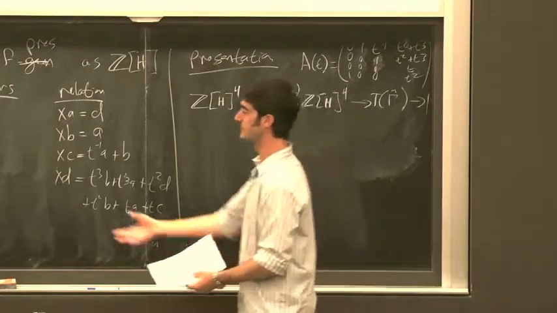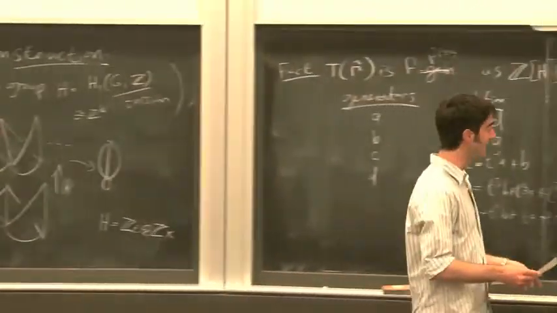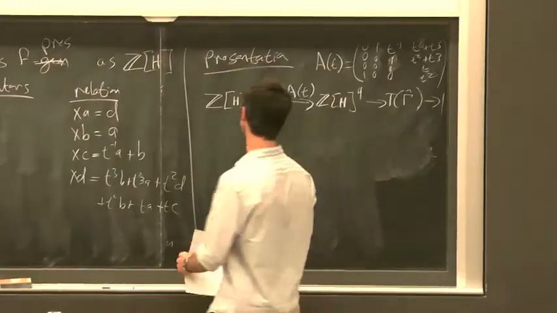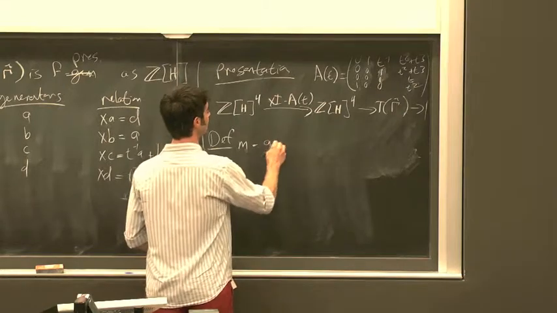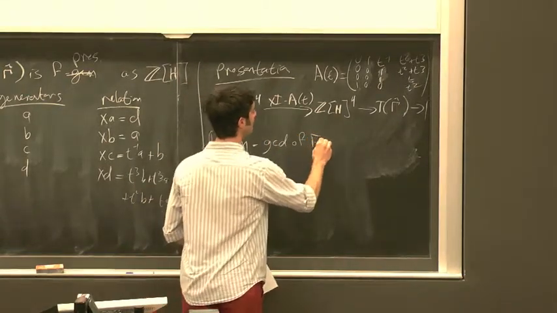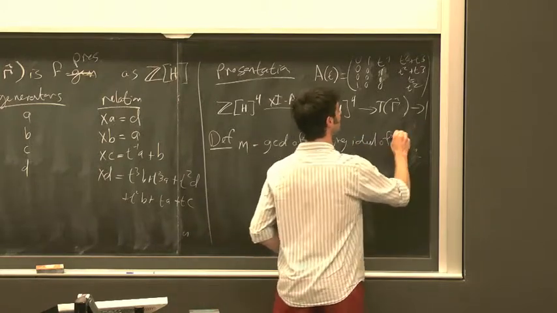Now I have this final presentation of this crazy module that we don't know why we're thinking about it yet. But now what can I do? So now I'll make another definition. I declare M to be the GCD of the fitting ideal of my module.